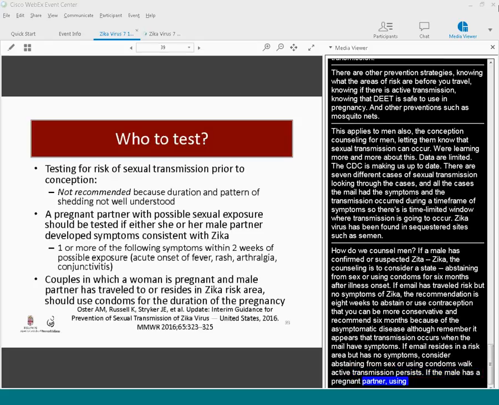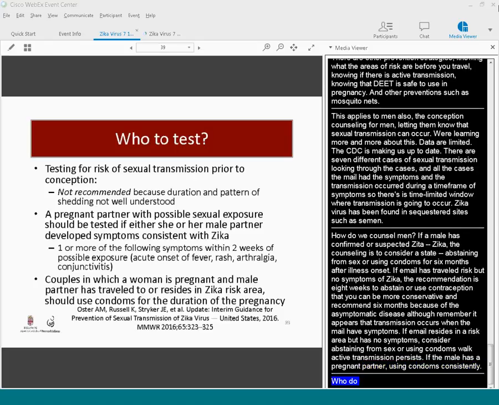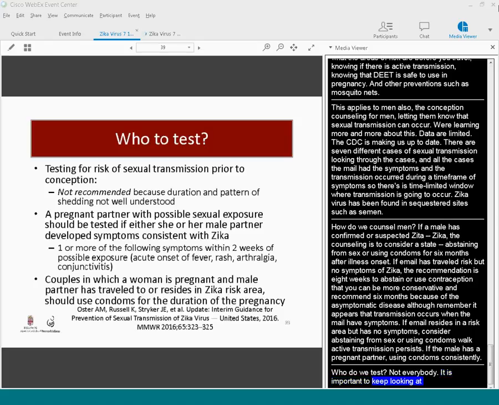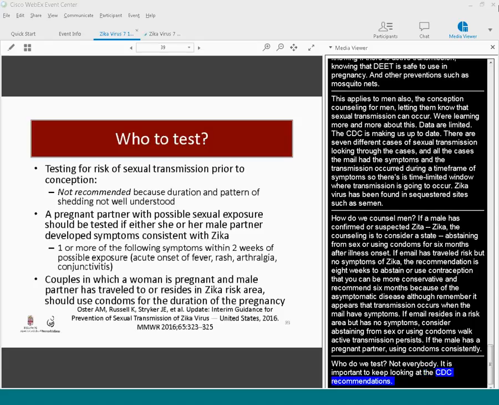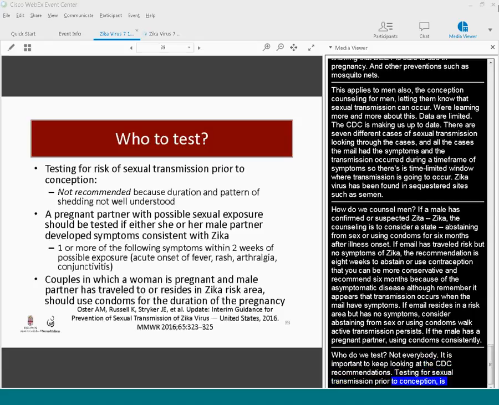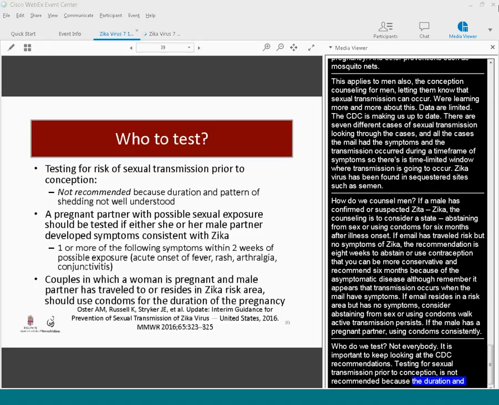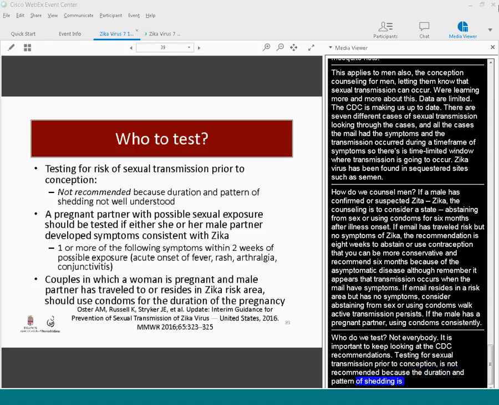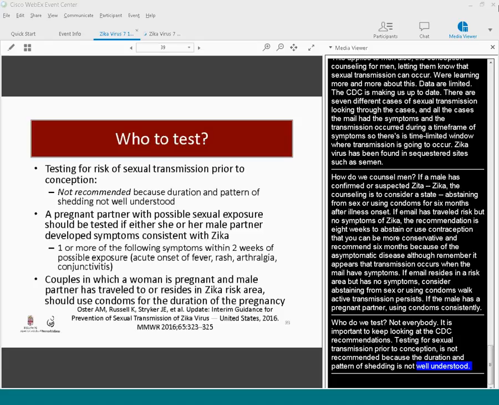So who do we test? So not everybody, and so it's important to keep looking at the CDC recommendations, and I'm going to show some nice tables that they've outlined, and that's really what we use to decide who to test and how to follow them. So testing for sexual transmission prior to conception really isn't recommended, and that's because we don't know what to do with the information. The duration and pattern of shedding of Zika virus isn't very well understood, and so we can test, but we don't know if we should be reassured by a negative test or concerned with a positive test.